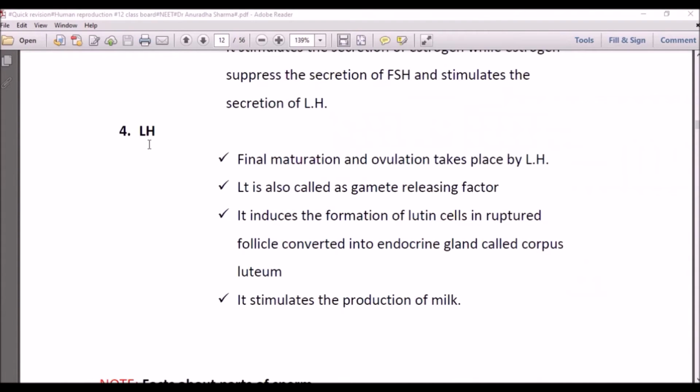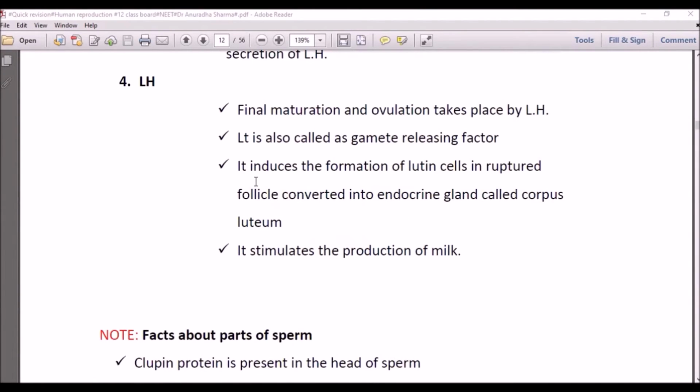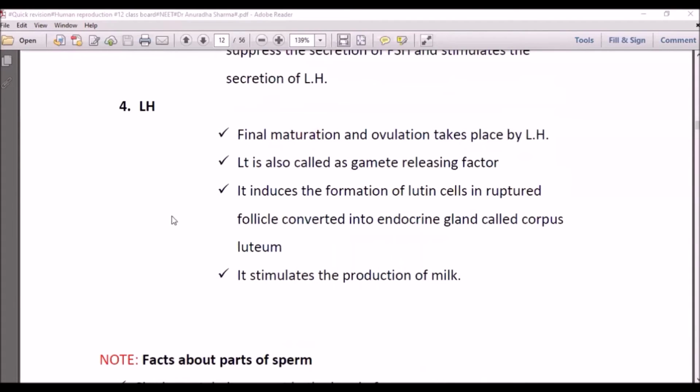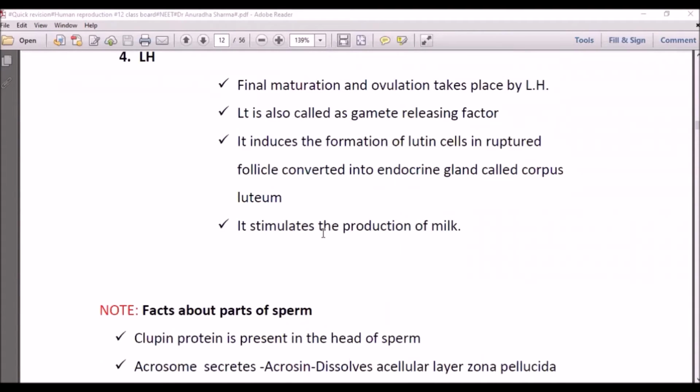Now last is luteinizing hormone. What is the function of luteinizing hormone? First, final maturation and ovulation take place by this luteinizing hormone. It is also known as gamete releasing factor. Third, it induces the formation of lutein cells in the ruptured follicle, which is converted into the corpus luteum. And fourth, it stimulates the production of milk. So this is the function of luteinizing hormone.